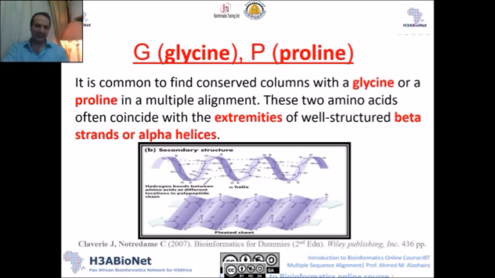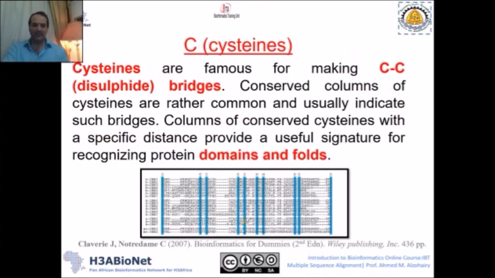Cysteine, of course: disulfide bridges will contain columns of cysteine. So conserved columns of cysteine are common and indicate such a bridge. And of course, conserved cysteine columns with specific distances provide a useful signature for recognizing a domain and fold.